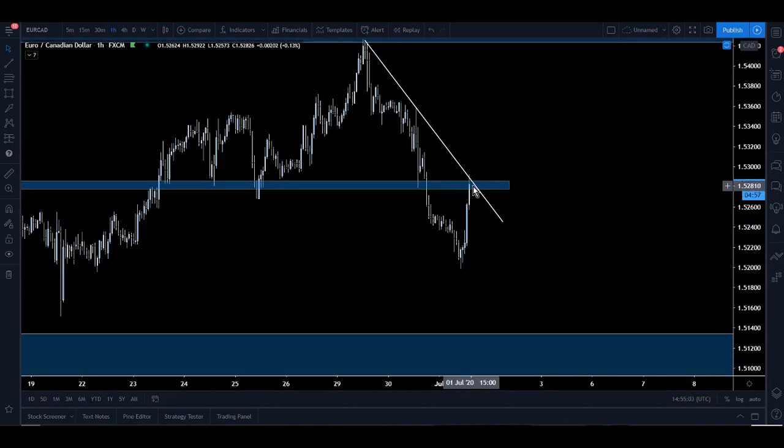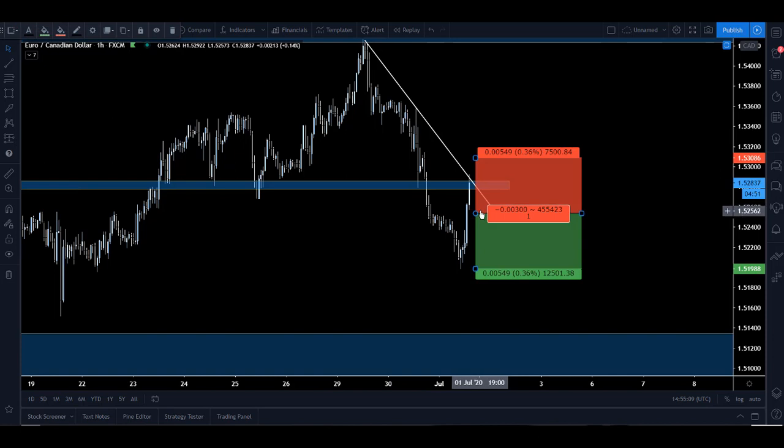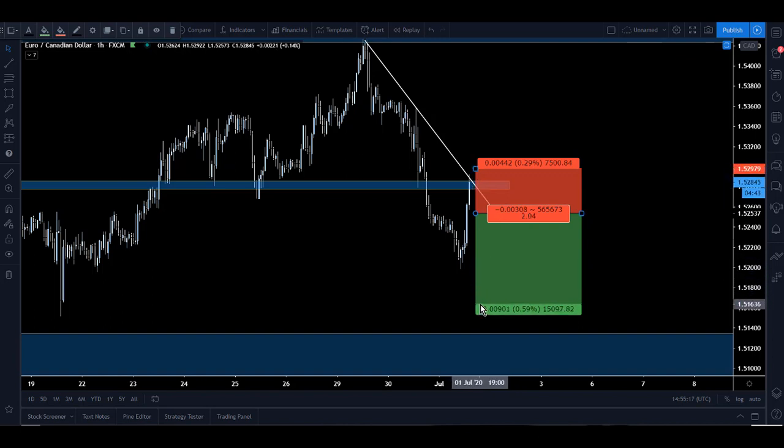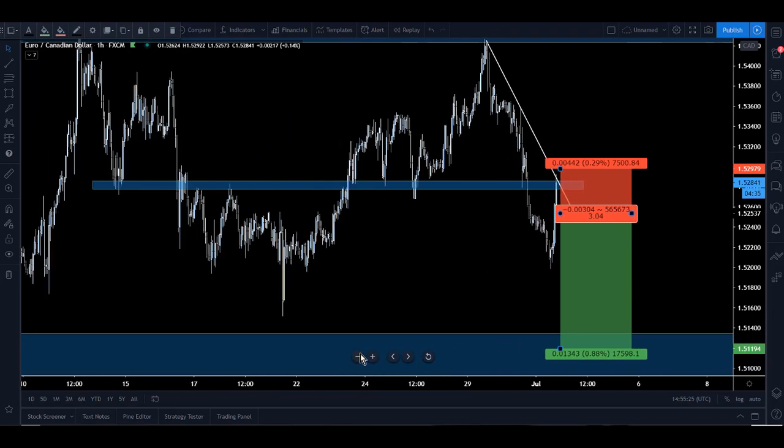It would be nice to see an hourly close below this candle, but if you can't be around, then potentially a sell stop underneath that candle, sell stop loss above the high. You could target 2 to 1 if you want to. That'd be a nice trade. You may want to go for the extremes here, 3 to 1.